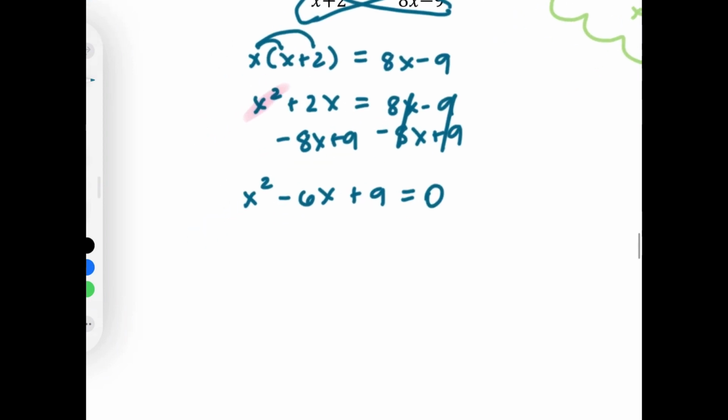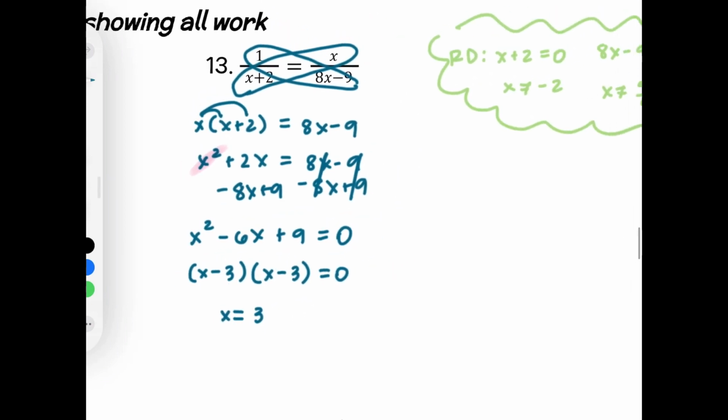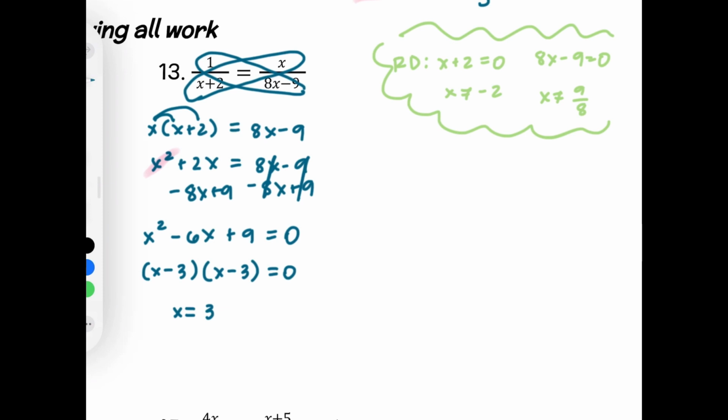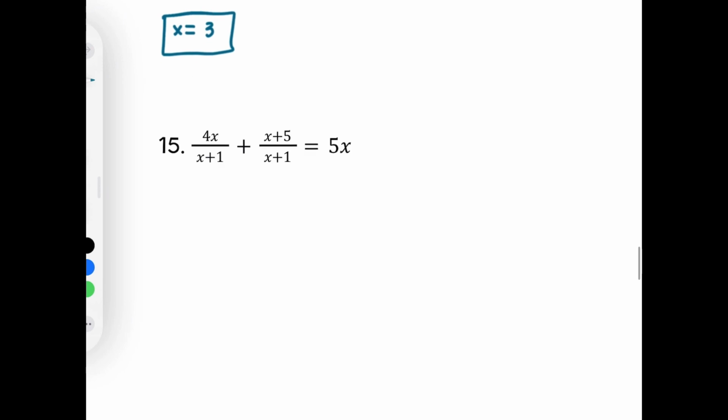Okay, then we factor that. In this case, it would be (x minus 3)(x minus 3) equals 0. They're both the same, they're both going to give you x equals 3. So compare that to our restricted domain. It can't equal negative 2. 3 is not negative 2. 3 is not 9 over 8. So we're good to go. Whenever you see two fractions being equal to each other, you can try to get a least common denominator first if you want to, but just cross multiplying will be an easy way to solve.